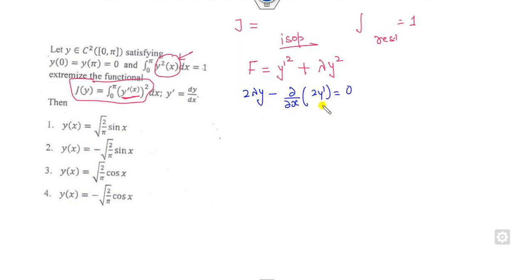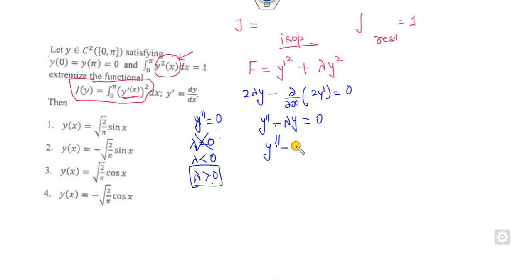So what is the meaning of that? 2 will be cancelled out, y double dash minus lambda y is 0. What is the meaning of that? There are three cases, where lambda is there. If lambda is 0, it will give you y double dash is 0. That will give you the trivial solution, but we need a non-trivial solution, so this option is cancelled out. When it is positive, what will happen? y double dash minus lambda y is 0.